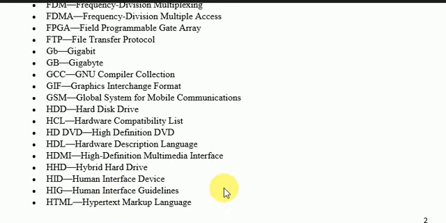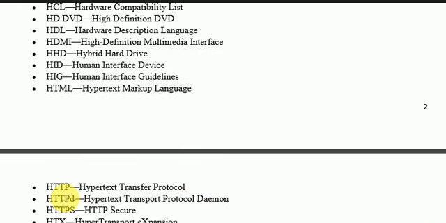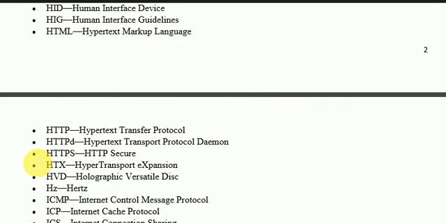HTML, hypertext markup language. Basically HTML is very important to develop a web page. That's why it's related to some protocols, and HTML means hypertext markup language. That protocol is HTTP, hypertext transfer protocol. Then HTTPD, that means hypertext transfer protocol daemon. Then HTTPS, HTTP secure. Then HTX, hyper transport expansion.